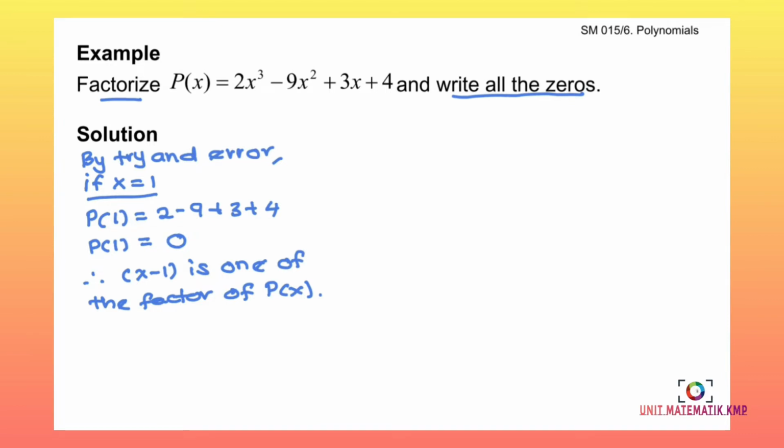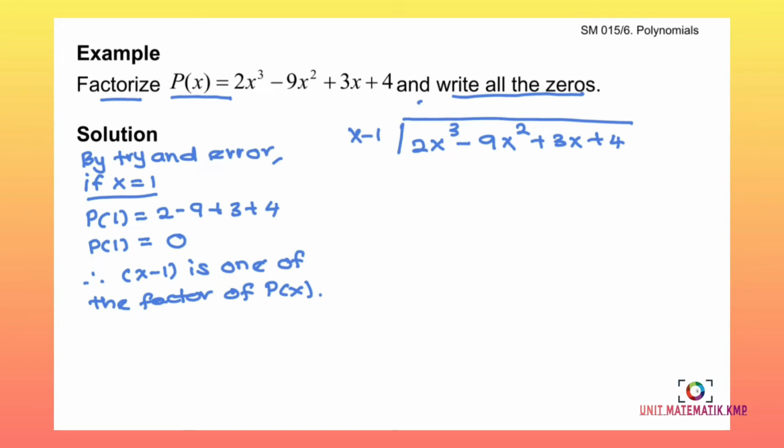To factorize completely, next we need to proceed with long division. All we need to do is divide the given polynomial by the factor that we already know just now. So proceed with long division. We have here 2x power 3 minus 9x squared plus 3x plus 4, divide by x minus 1. So x times what equals 2x power 3? We know that x times 2x squared is 2x power 3. So 2x squared times negative 1 is negative 2x squared.